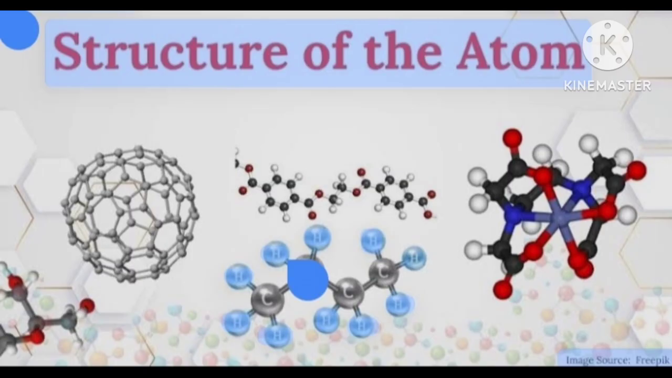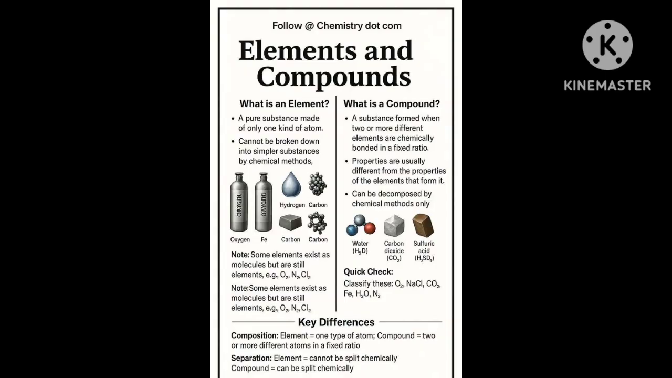Today we are going to discuss the structure of the atom. Let us recall what we discussed in the last video. Matter. What is matter? Anything that occupies space and has mass is called matter. Matter is made up of tiny particles called molecules or compounds. Molecules or compounds are made up of elements. Elements are made up of atoms.